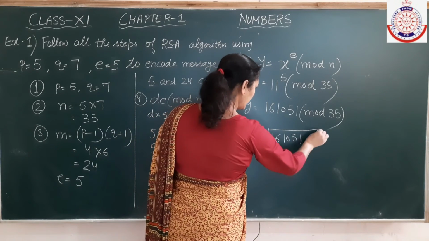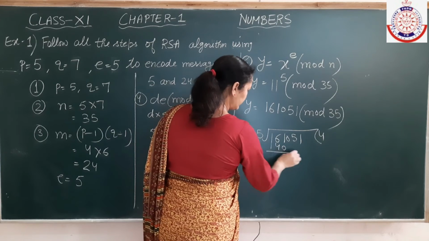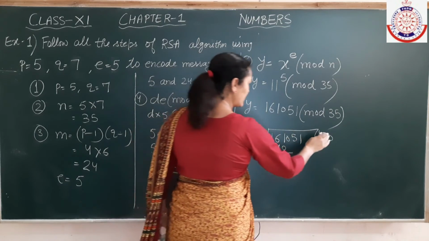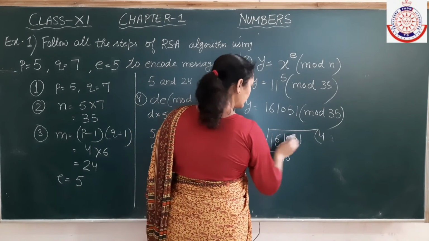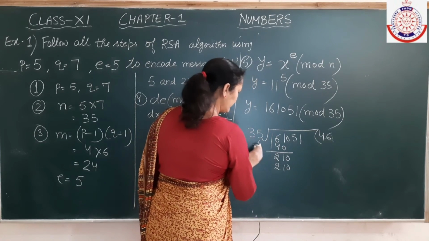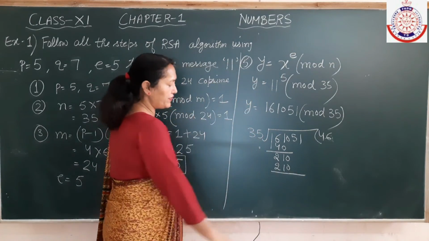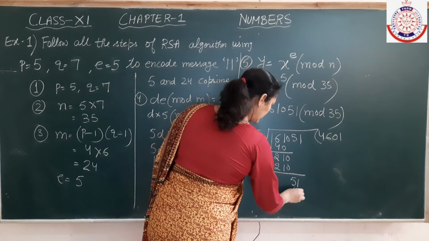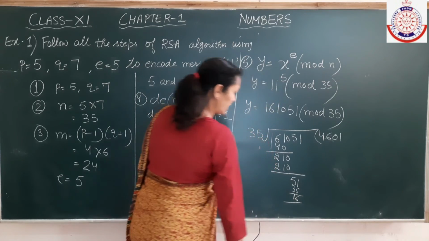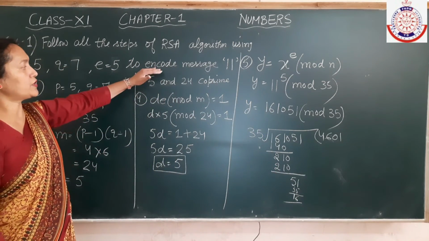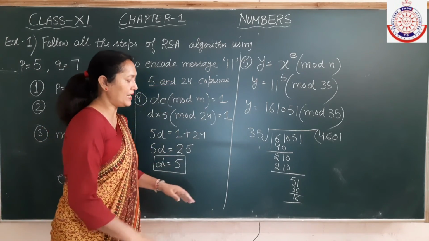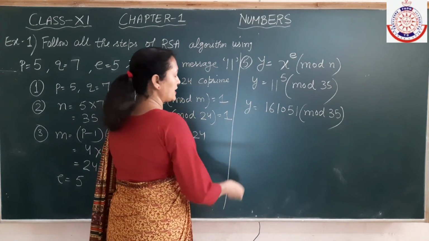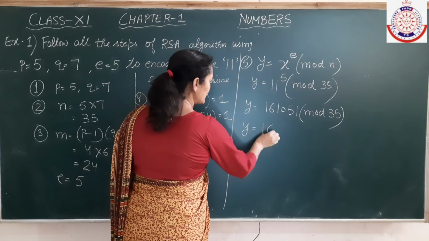35 4s are 140, then 21, 35 5s are... another 6s are 210. Then we are left with 5, 0, 1, 1, 35, 16. So the secret code for 11, we have got the number as 16. So in secret language, 11 will be written as 16.